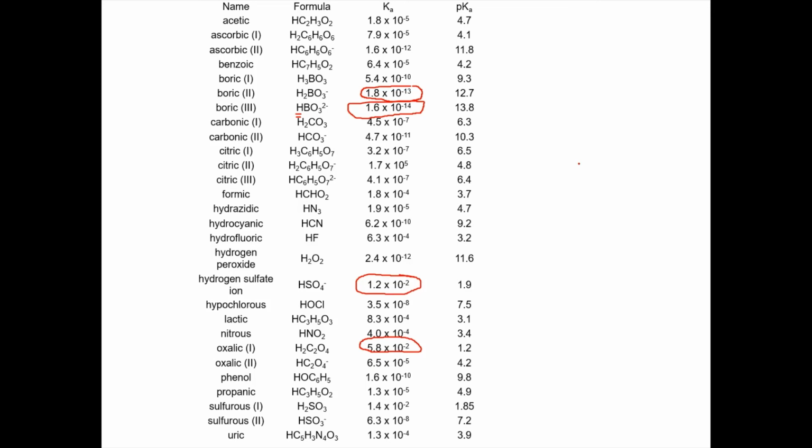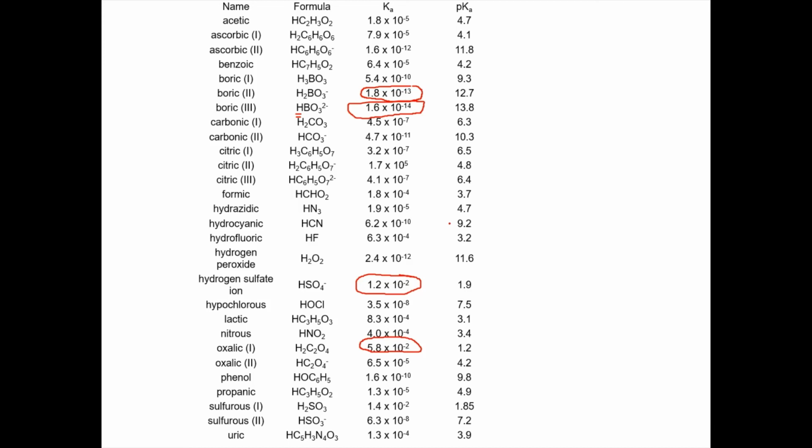Now, there's a whole list. This is just a partial list of weak acids. There are hundreds of weak acids out there, and you can get their Kas. You can actually use Kas in calculations to figure out what the pH would be. And don't even worry about the pKa. That's a whole other ball of wax.